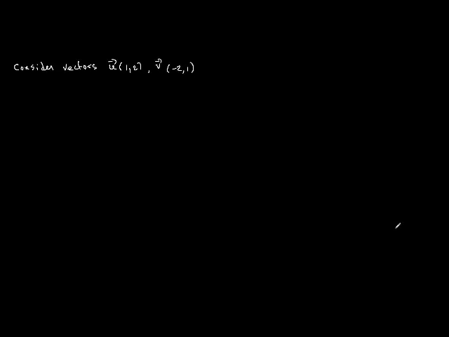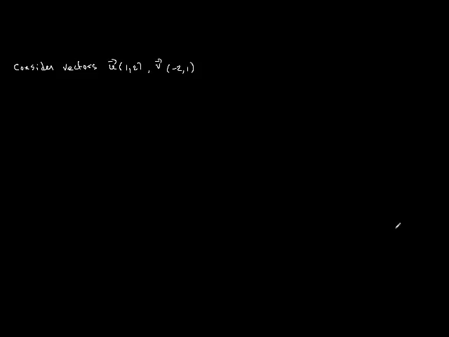So in question number 16 on page 317, you're asked to consider two vectors, vector u with components 1 and 2, and vector v with components -2 and 1. And in part A, you're asked to show that vector u and vector v form a basis.